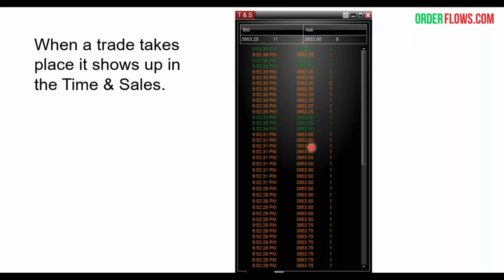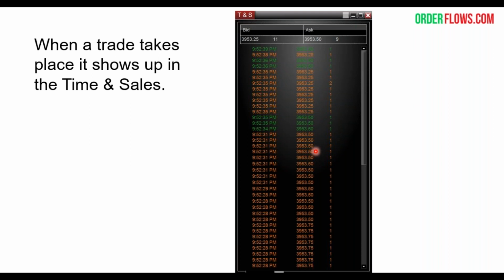But trades that happen that are red are aggressive sells, people selling into the passive bids. Trades that are green are aggressive buys, people that are buying the offer. So this is information that you can use as a trader, right? It's available to you.